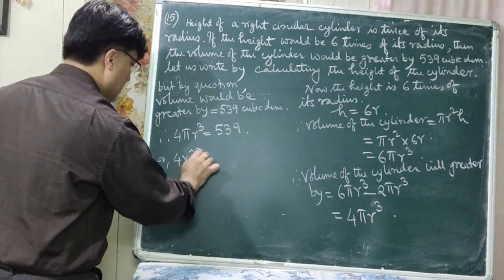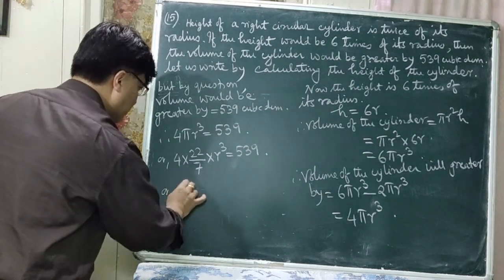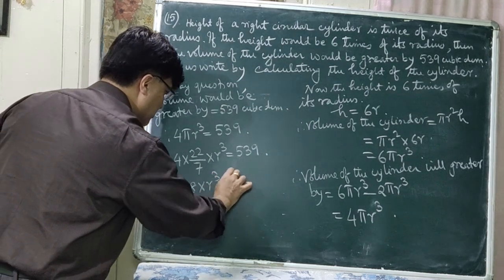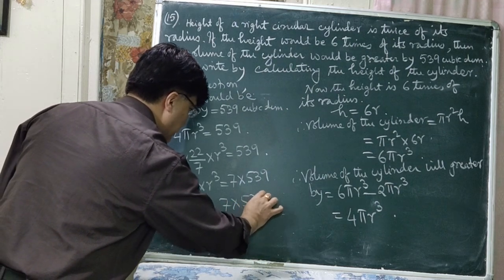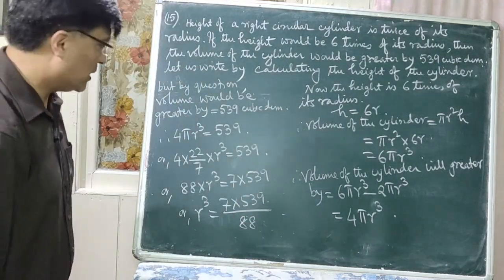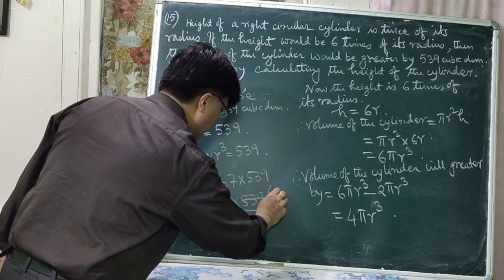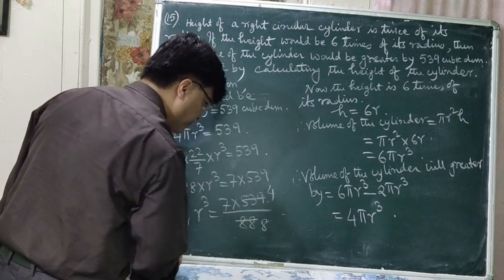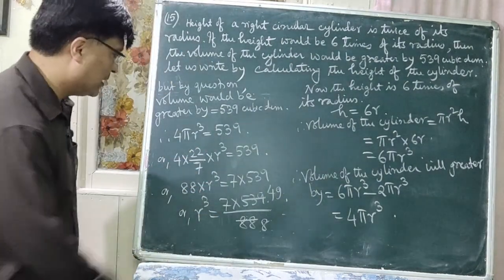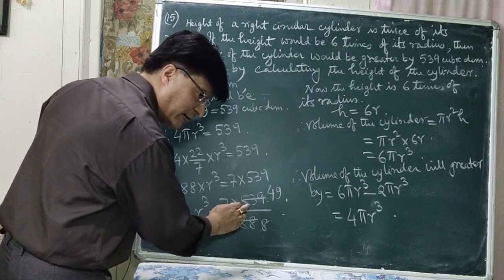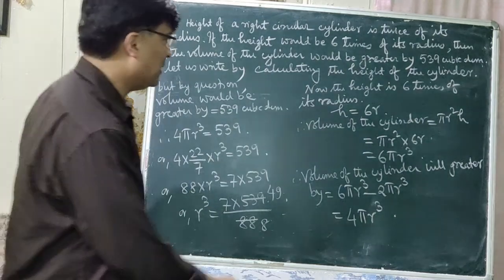So it is 4 into 22 by 7 into r cube is equal to 539. Now you can cross multiply. This is 88 into r cube is equal to 7 into 539. So r cube is equal to 7 into 539 divided by 88. Let us simplify it. It is divisible by 11. 11 times 8 is 88, 11 times 4 is 44, 53 minus 44 is 9, 11 times 9 is 99. So we get r cube is equal to 7 into 49 divided by 8.